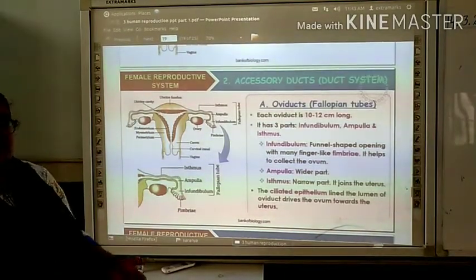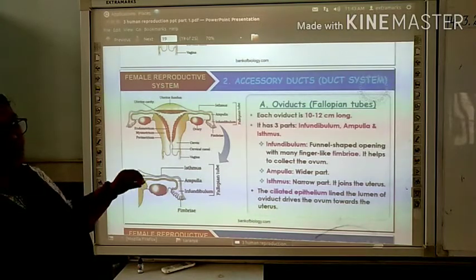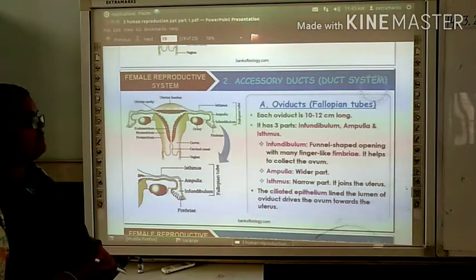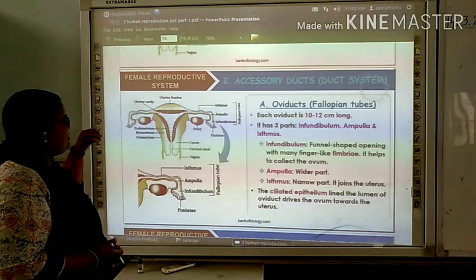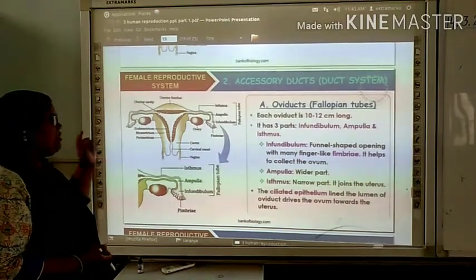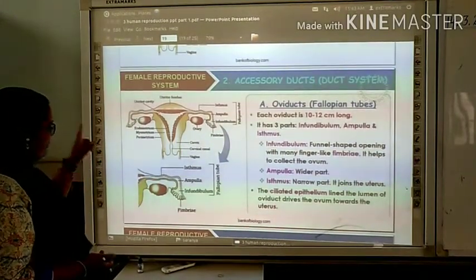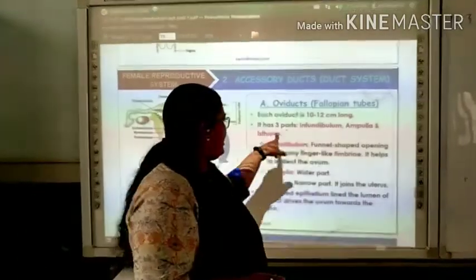In some books it says there are four parts, but frankly we can simply say that the fallopian tube is divided into three parts: infundibulum, ampulla, and isthmus. At the tip of the infundibulum you can see the finger-like projection, which is called the fimbriae. One by one, we will go through them.